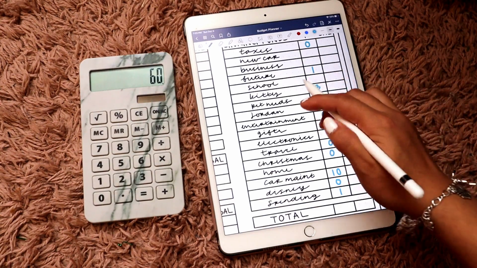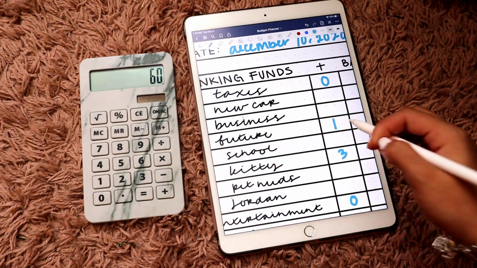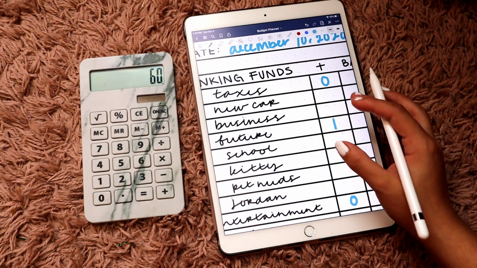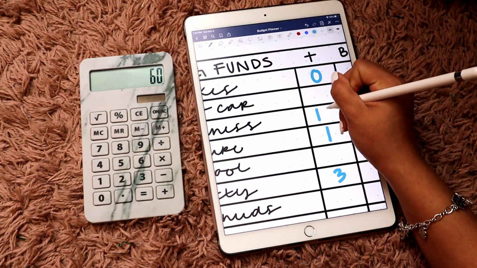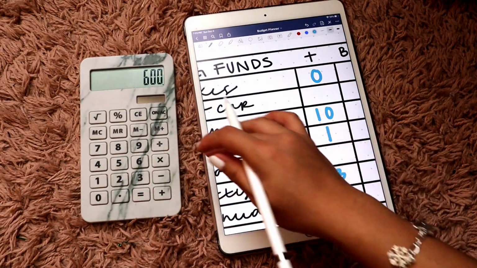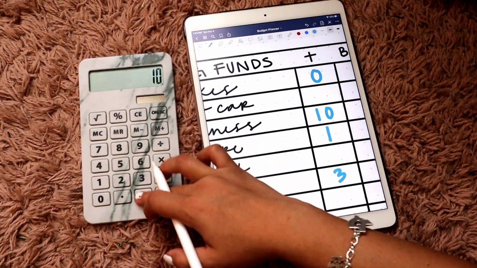But I do know that I want to put some money in business, because since I have a giveaway going on, I'm saving for shipping, and I'm going to need quite a bit of money if I do have an international winner. So I know that that one is going to need $10. I hope this is kind of helping out in terms of how I choose. Oh crap, what did I do? We had 60, so minus 10.